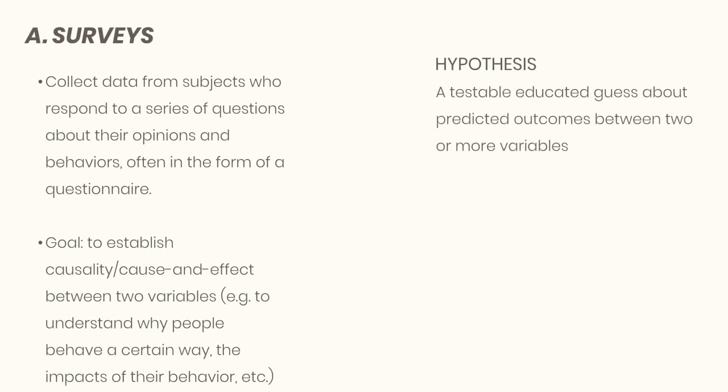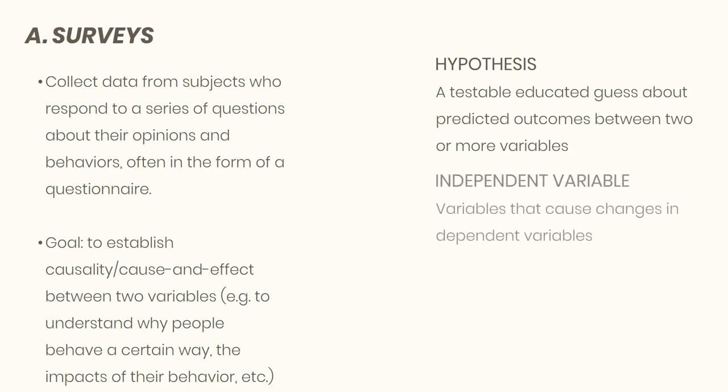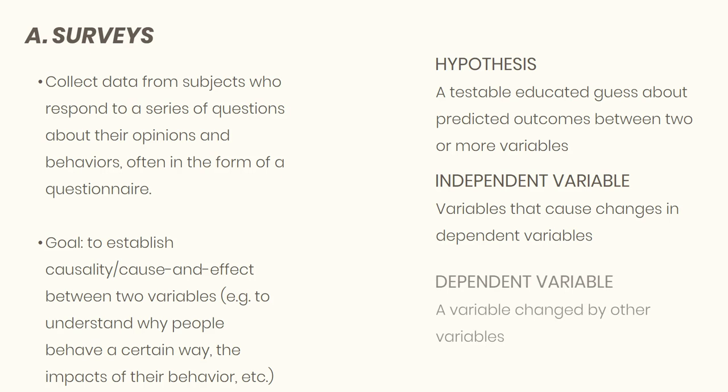So a part of collecting surveys include having a hypothesis, which I briefly mentioned in part 1 already. A hypothesis is a testable educated guess about predicted outcomes between 2 or more variables. And the 2 variables, at least, that you must have in any scientific study are the independent variables, which are variables that cause changes in dependent variables. And of course, a dependent variable is a variable changed by other variables.